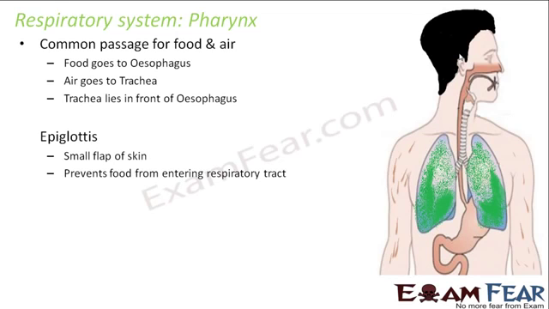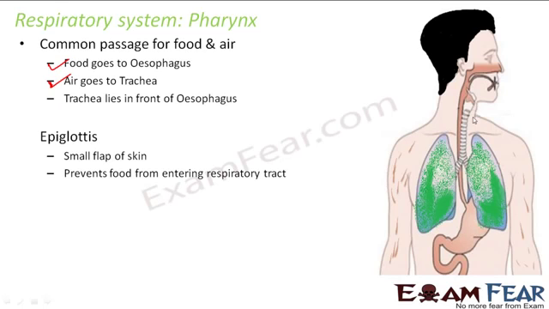So what happens? Both food and air reach the pharynx. From here, it gets divided into two different tubes. So food goes to the food pipe, that is the esophagus, and air goes to the windpipe, that is the trachea. Now you must be confused about how the trachea and esophagus are situated. The trachea lies in front of the esophagus.